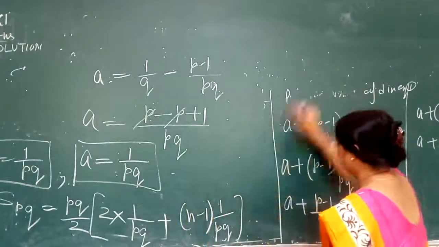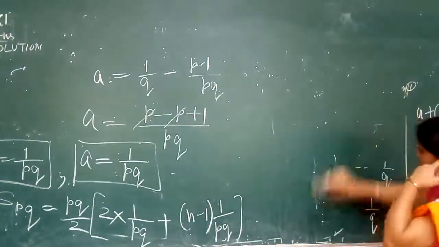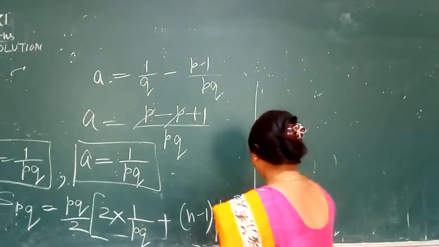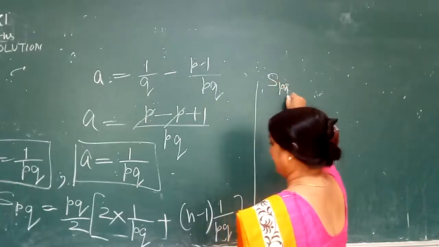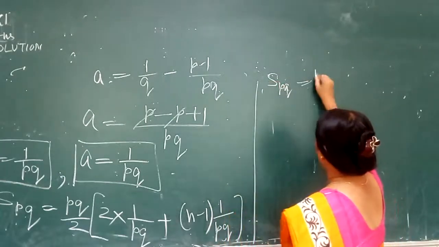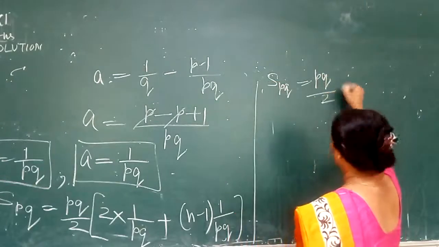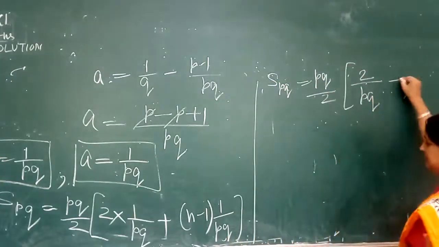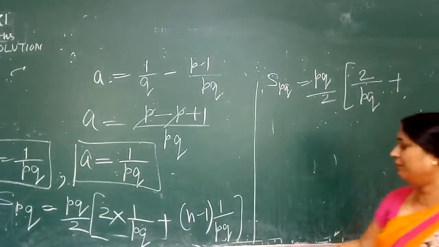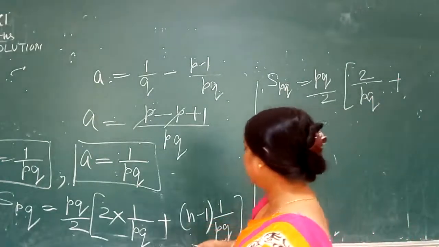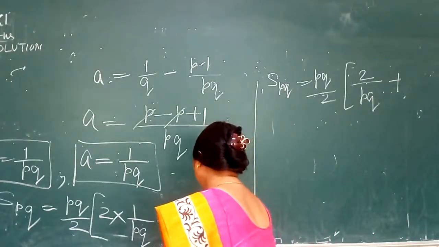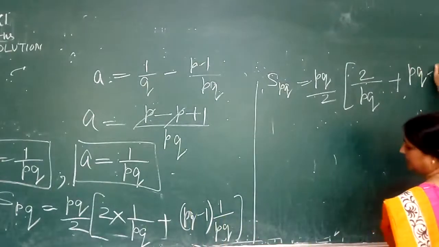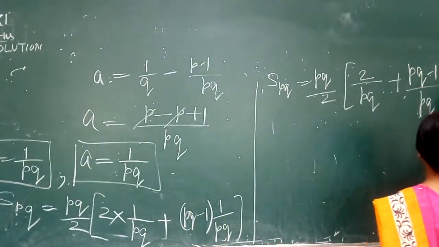Now after this, it will come S_PQ equal to PQ upon 2 into 2 upon PQ, plus the number of this term. Number of terms is PQ, so we will write here PQ minus 1 upon PQ.